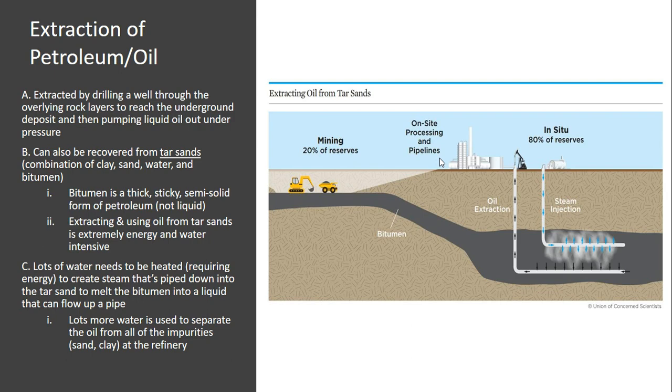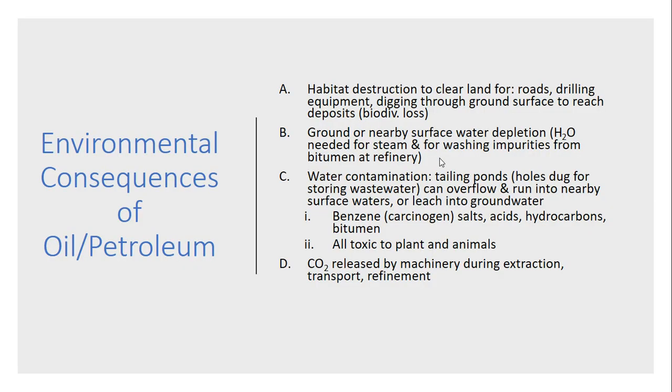But to obtain it, this process needs lots of water to be heated to create steam. That steam is piped down into the tar sand. It melts the bitumen into a liquid, and then it flows upwards into a pipe where it can be transported to wherever it may need to go. Remember, we're going to then use that crude oil and potentially separate it into other types of materials through fractional distillation, which can create things like plastics, jet fuel, and so on.